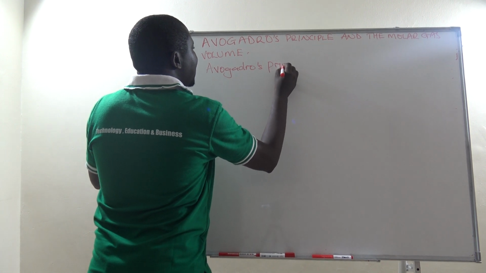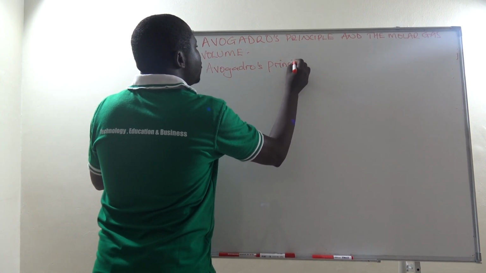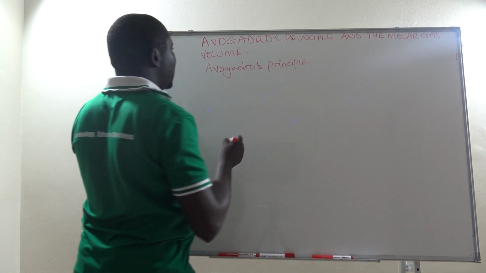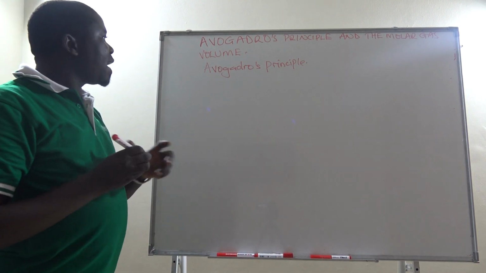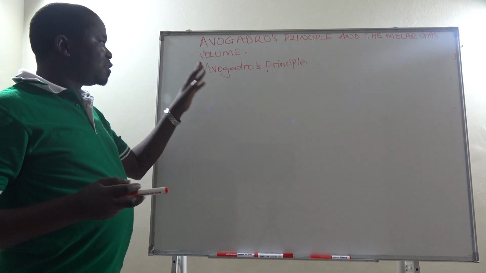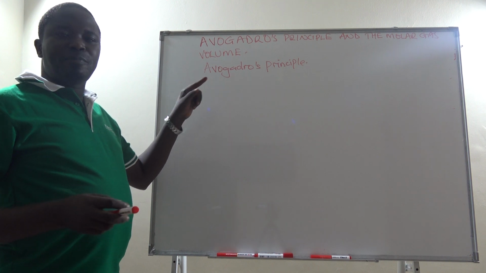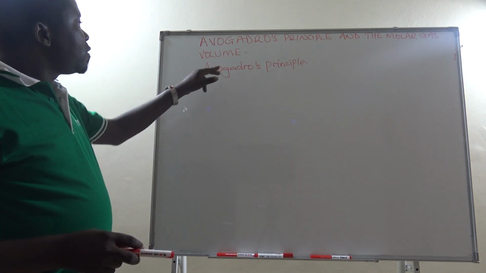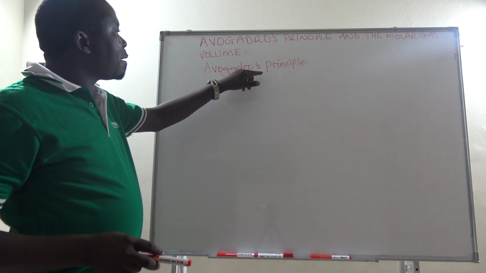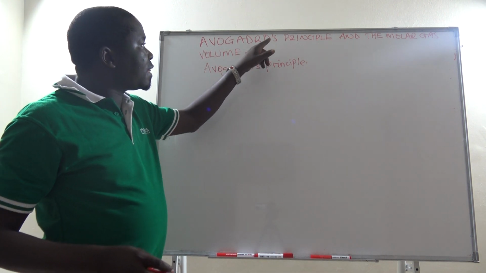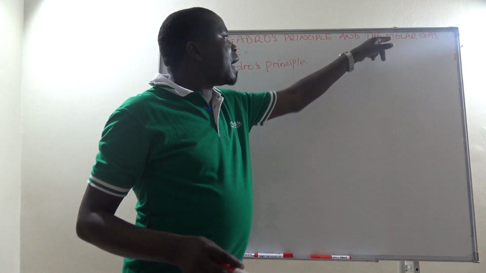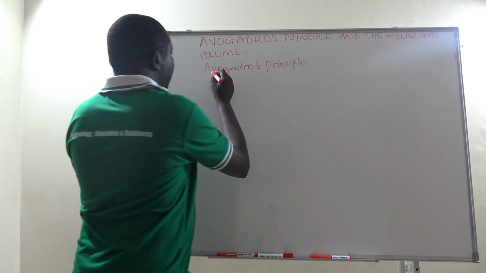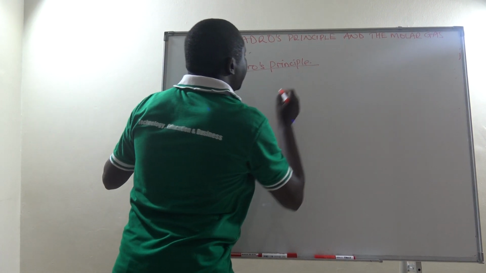I told you something earlier that Avogadro is the father of the mole. He is the one who came up with the number of particles in one mole being 6.02 times 10 raised to the power 23. That's the number of particles in one mole of a compound. So it is the same Avogadro that came up with the principle that we are going to see. And that principle was used for coming up with what we call the molar gas volume. So let us look at Avogadro's principle.